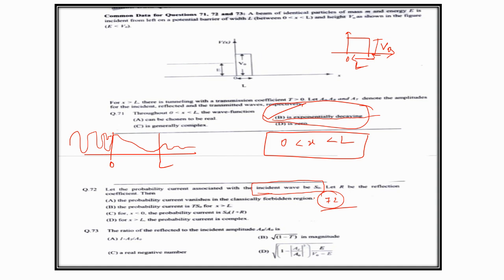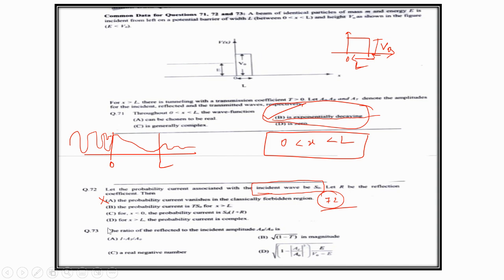So first is the probability current vanishes in the classically forbidden region. It is not true, because we know that tunneling is a quantum mechanical process, right? Classically tunneling is not allowed, but quantum mechanically it is allowed. So there is some probability of finding the particle, and that probability is decaying exponentially, right?